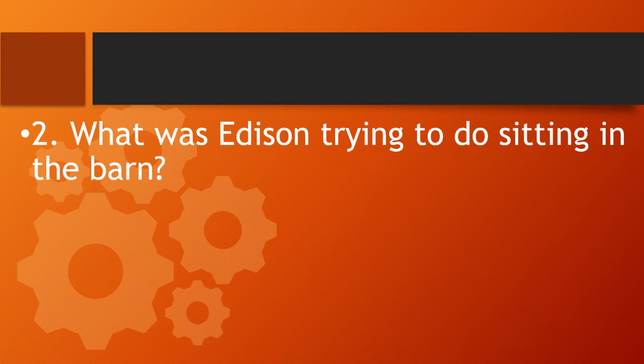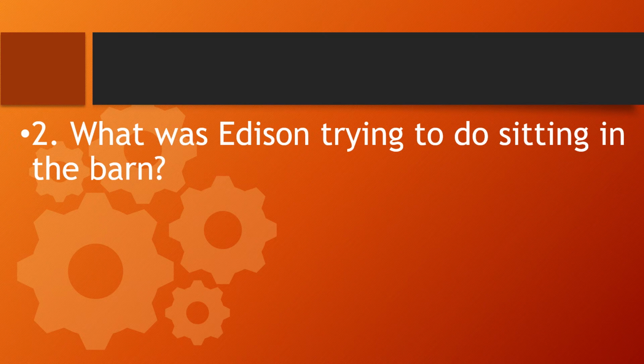Let us see question number 2 now. What was Edison trying to do sitting in the barn? Do you remember? I had explained the story to you. Yes, when he went missing one day and his father had an anxious search all over, he found him in the barn, and in the barn he was sitting on a nest. In the nest he had put some eggs. They were goose eggs and hen's eggs, and he was trying to experiment and hatch those eggs and get babies out of them. Do you remember?